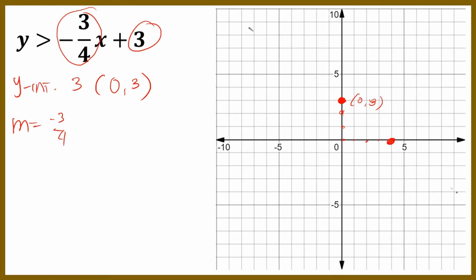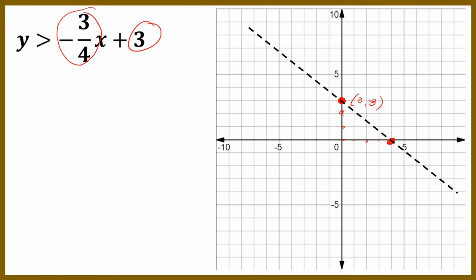Then now, connect natin yung 2 points using the dash line or broken line kasi ang ating given ay greater than. So, dash line or broken line yung ating gagamitin. So, after natin siya ma-drawing ng dash line, gamit tayo ng point from the plane na magsasatisfy sa ating inequality ng y is greater than negative 3 over 4x plus 3.